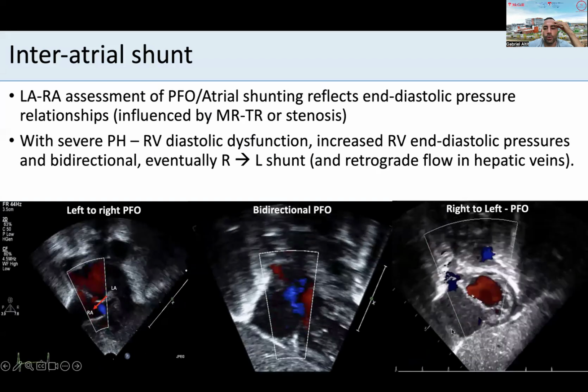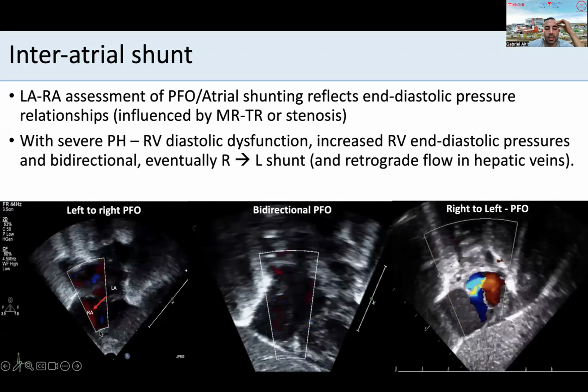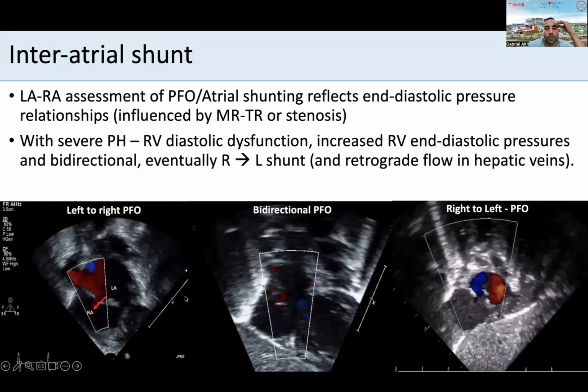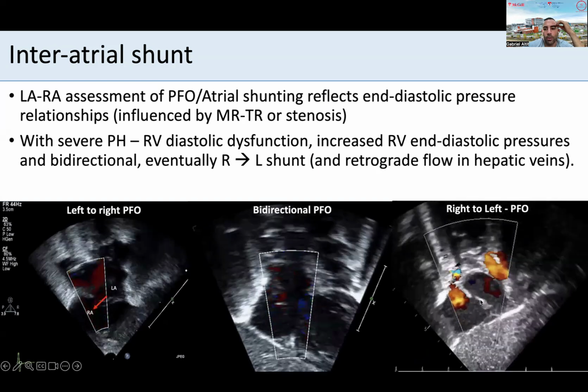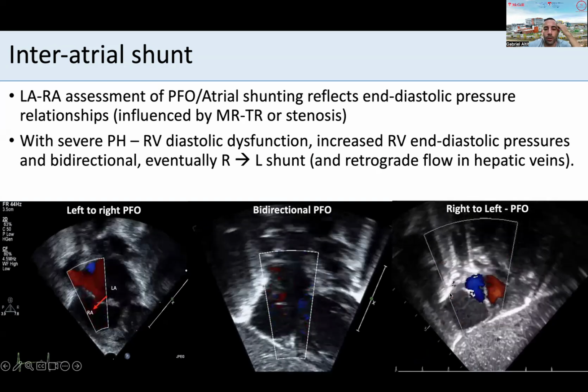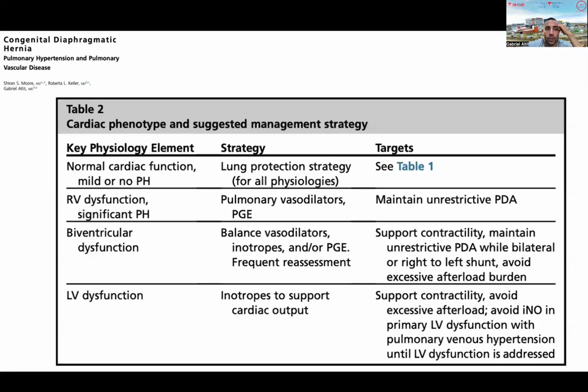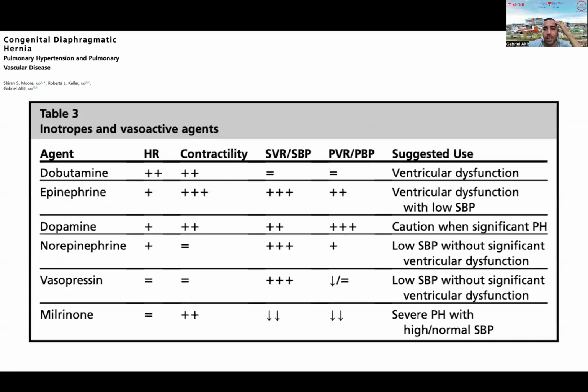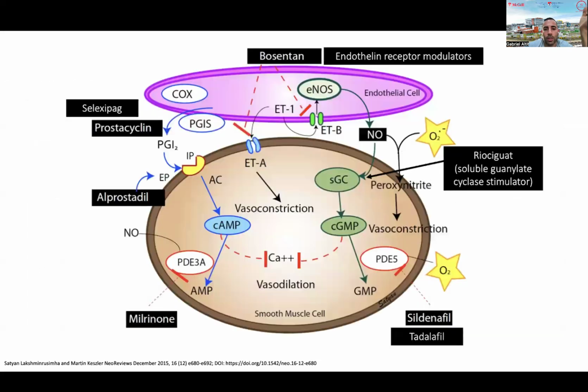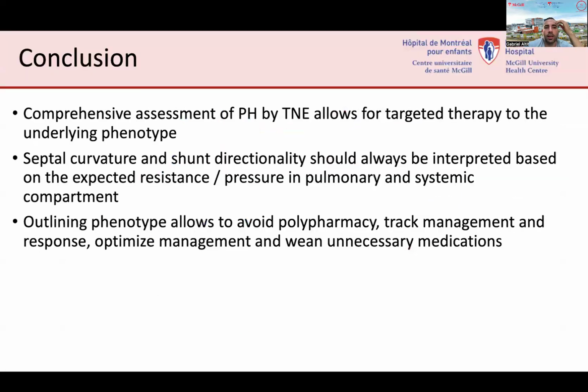These are views from the subcostal views, where you get a left-to-right shunt, bidirectional shunt, or right-to-left shunt, which informs you on the relationship between the RA and the LA pressure. So I've put here some key concepts of how to manage some of your patients. I'll leave it as a resource. These are some of the pulmonary vasodilators, but I think that comprehensive assessment of pulmonary hypertension by TNE allows for targeted therapy to underlying phenotype.